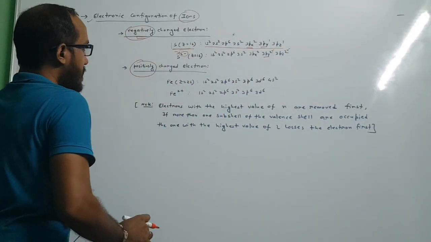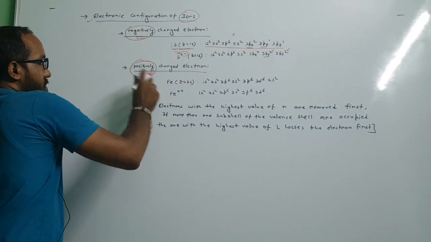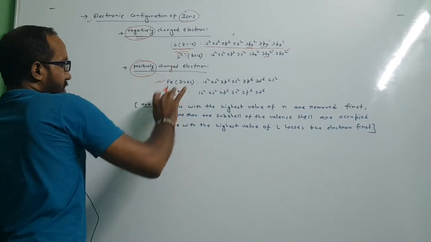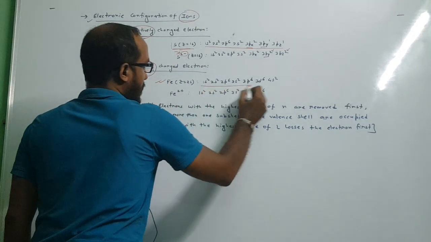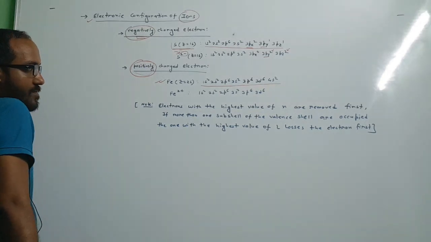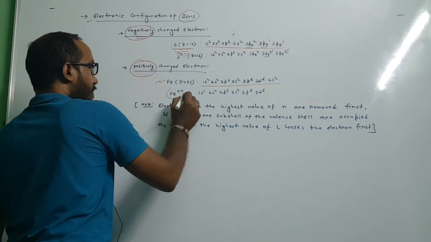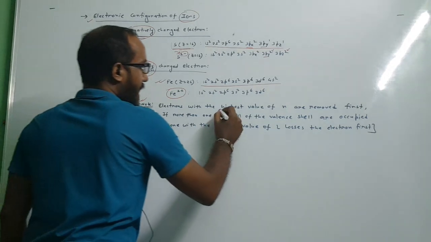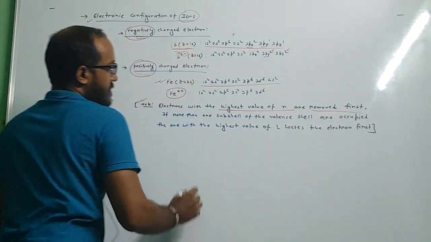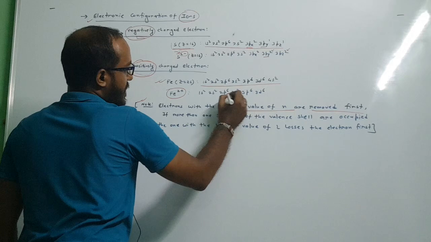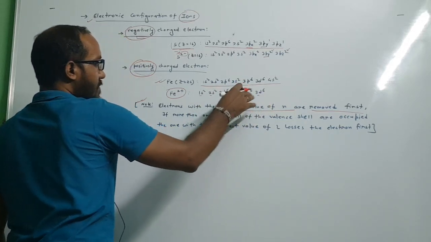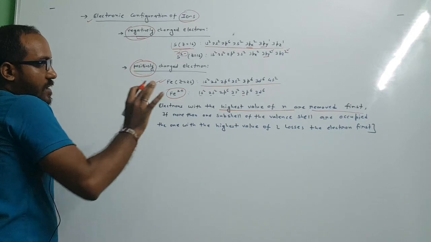This is very easy. But for positively charged ions, you have to remember few things. So first point is same, that you have to write down the electronic configuration of the neutral atom. Then if we want to remove 2 electrons, you have to remember this thing. Electrons with the highest value of n are removed first. So see here, highest value of n, this is 1, 2, this is 3. So electron will be removed from the highest value of n.